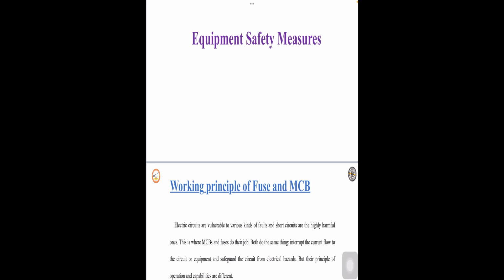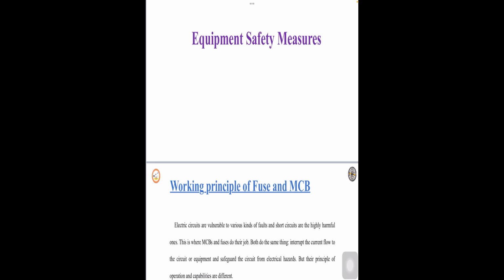Whenever current flows through the fusing element, if excess current flows beyond the rating of the fuse element, then automatically the fusing element melts. So what is a fuse? A fuse is simply a device which is used in an electrical circuit, which generally helps us protect against overloading or fire hazards due to short circuit.